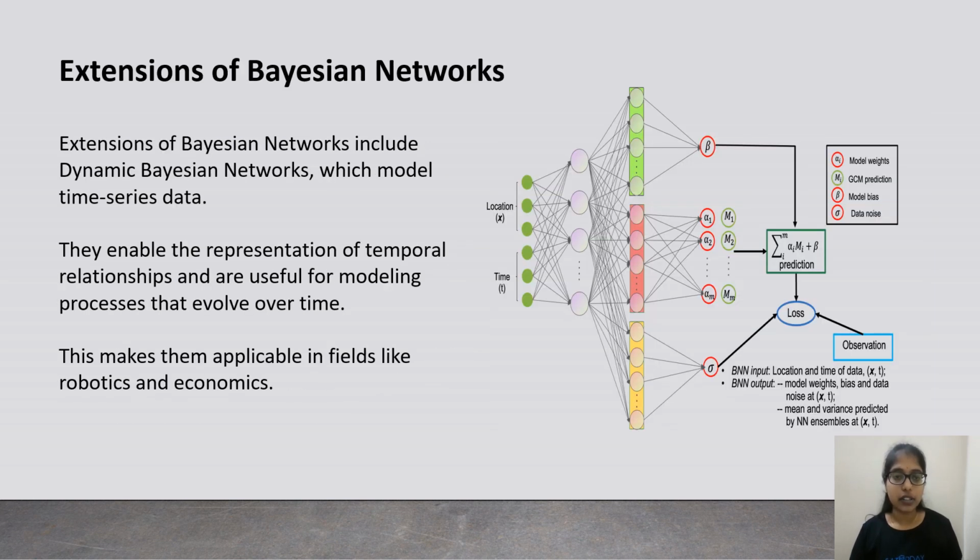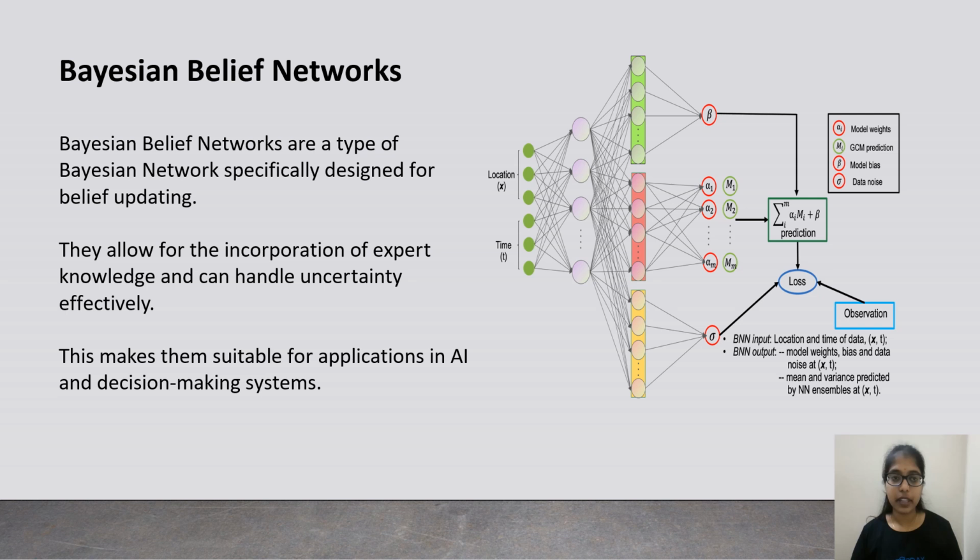Extensions of Bayesian networks. Extensions of Bayesian networks include dynamic Bayesian networks, which include time series data. They enable the representation of temporal relationships and are useful for modeling processes that evolve over time. This makes them applicable in fields like robotics and economics.